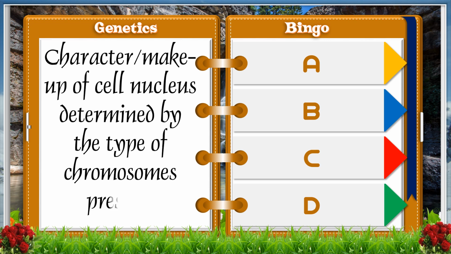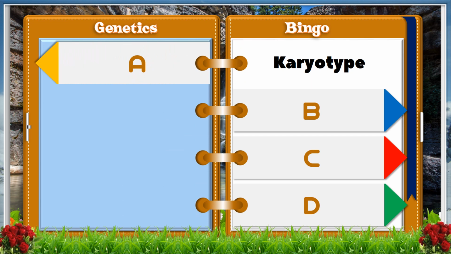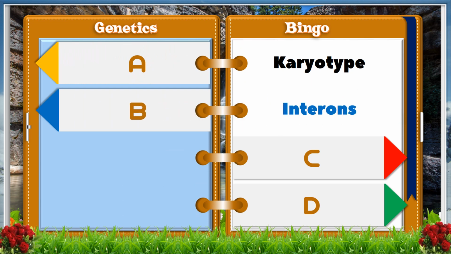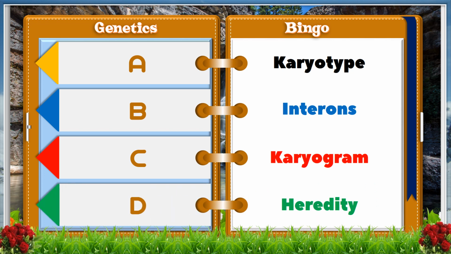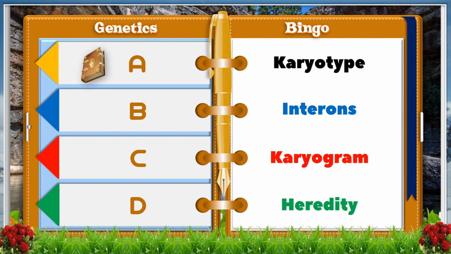Character or makeup of cell nucleus determined by the type of chromosomes present. A. Karyotype. B. Introns. C. Karyogram. D. Heredity. And the answer is A. Karyotype.